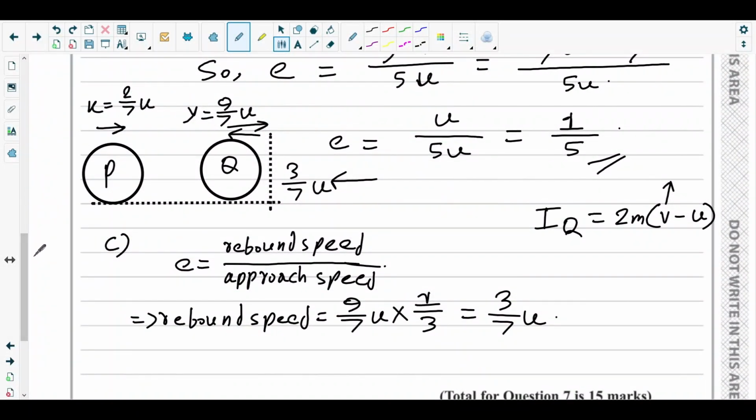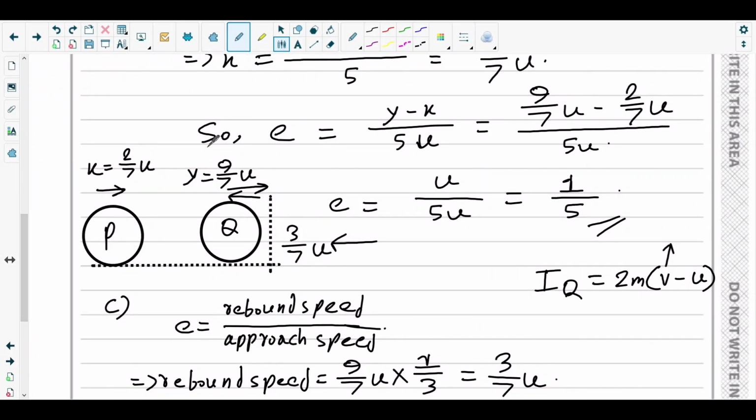Now this is a very important concept: how you can identify it. After the second collision, consider their masses. Particle P has mass 5m, and particle Q has mass twice m. So which one has greater mass? Particle P, right? And during the collision, the speed of particle Q was 3/7 u. So which one had greater speed? Particle Q had greater speed.